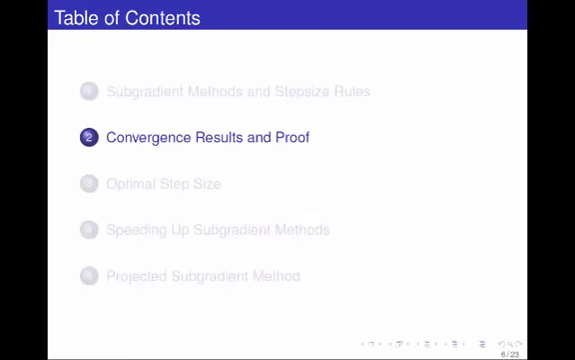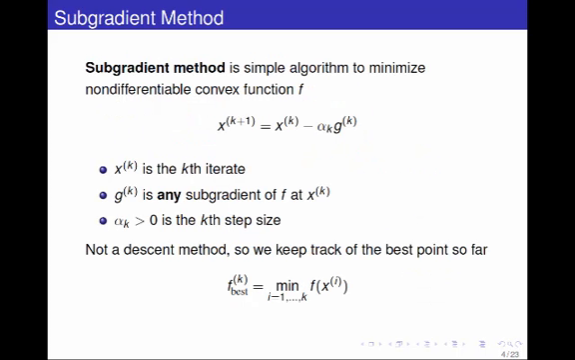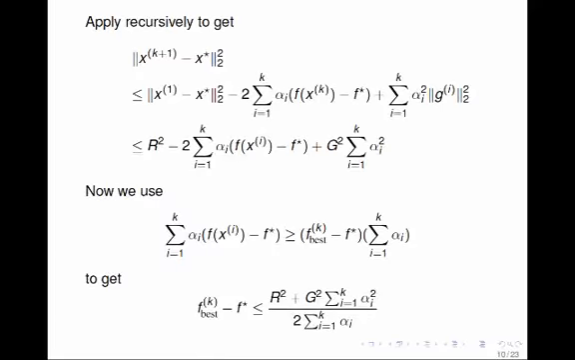F best is defined as the best I've found up to xi. So by definition, it has to be better, less than or equal to any of the fi's up to k. Okay? Which means that it's better than each of these guys here. The rest of the terms are the same.